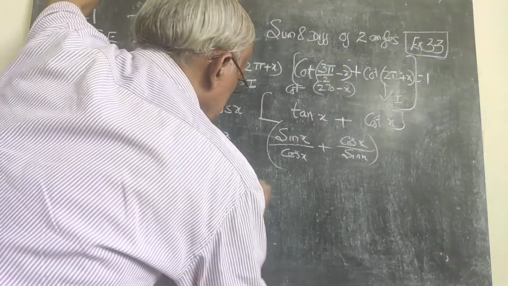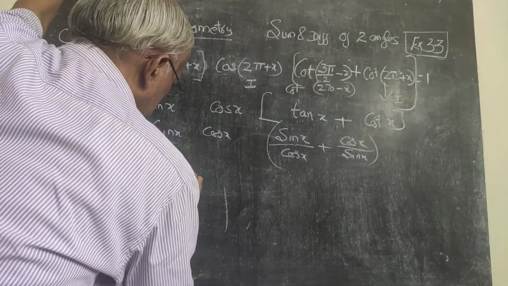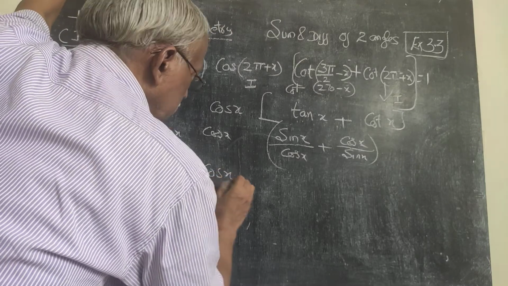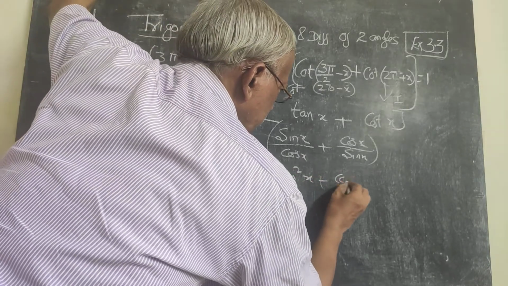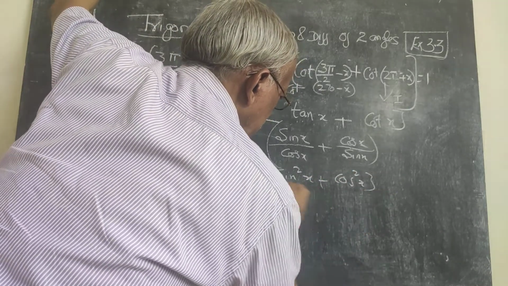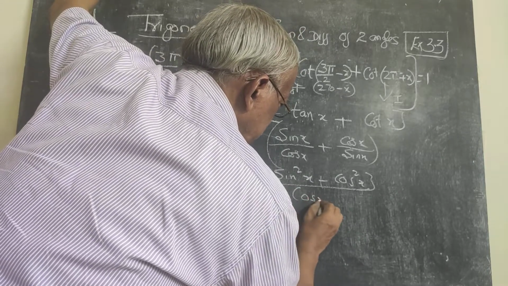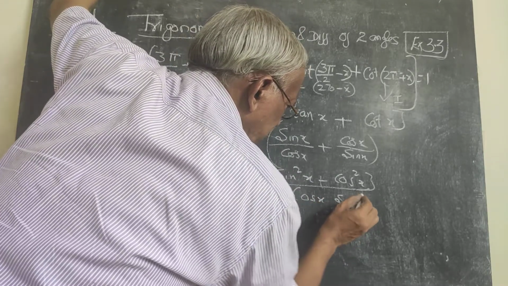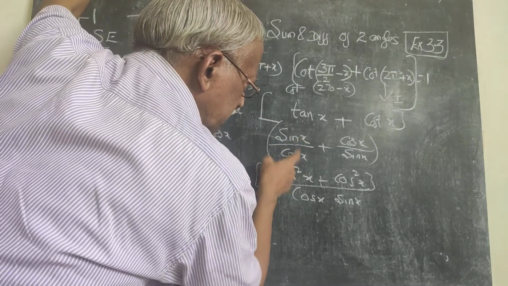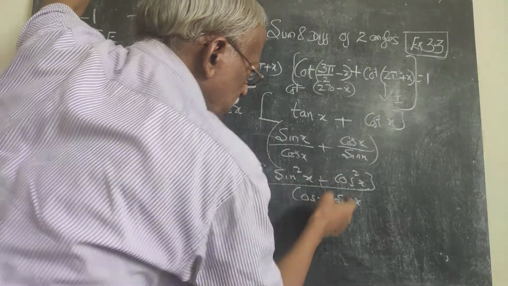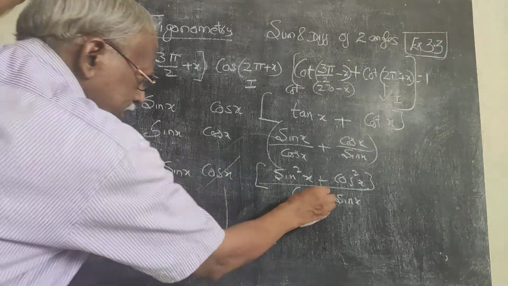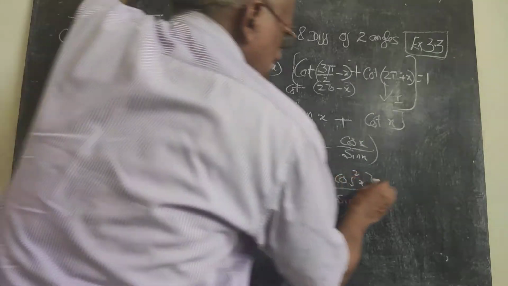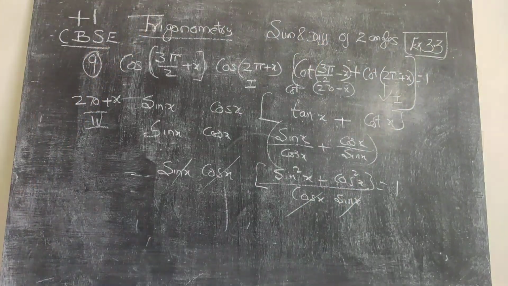Taking LCM for this, sin x cos x, this is (sin²x + cos²x) divided by cos x sin x, the LCM. After taking this LCM, I am getting this cos x there, sin x into sin x, sin square. Similarly, this is cos x into cos square x. This gets cancelled, and this is nothing but 1. So the problem is very simple. So take the problem properly and then do it.